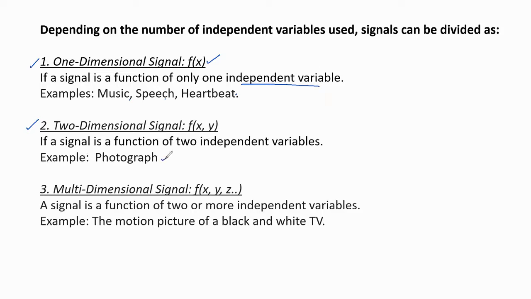The example is a photograph. A photograph requires both width and length. That's why the photograph signal is an example of a two-dimensional signal.